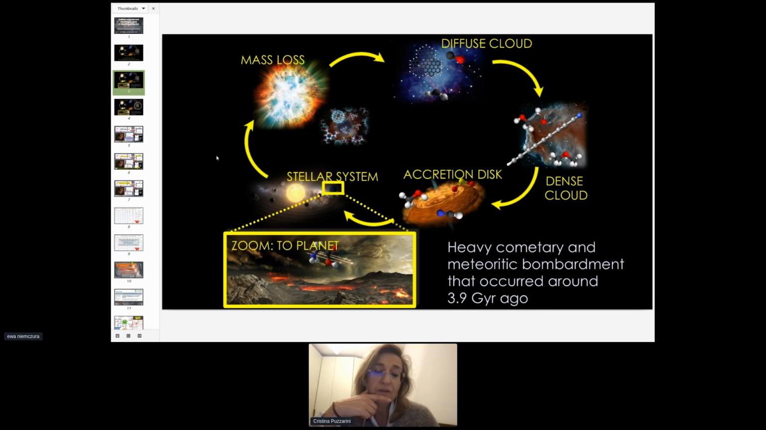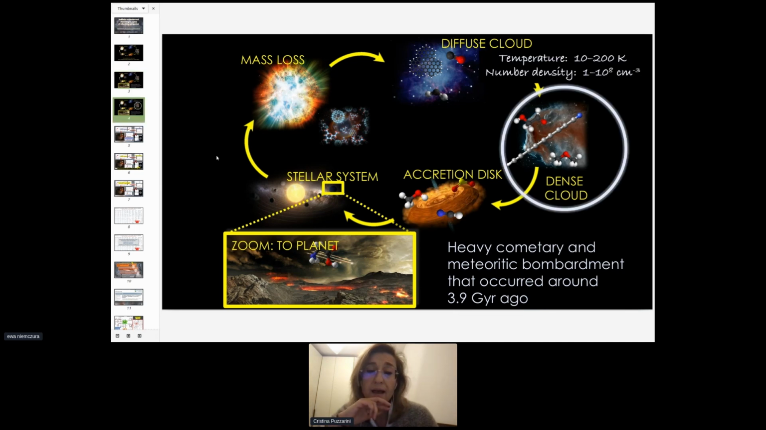according to the exogenous delivery theory about the origin of life, the prebiotic molecular content developed in the interstellar medium could be sent to our planet. And so our focus is, please, the next slide, on dense clouds, which are also called molecular clouds, where we have a very low temperature and a very low density.